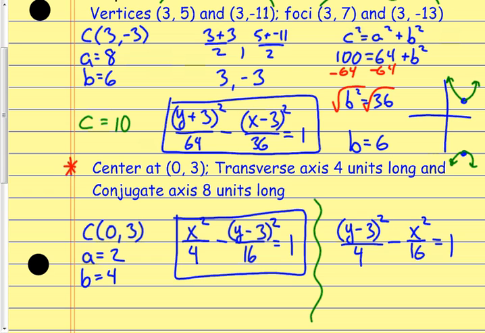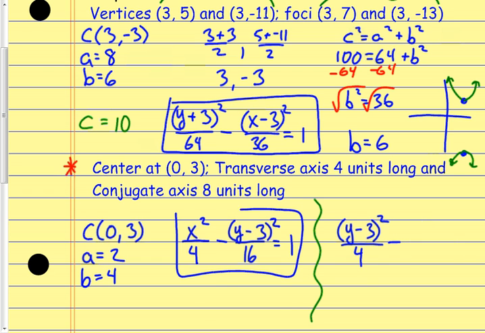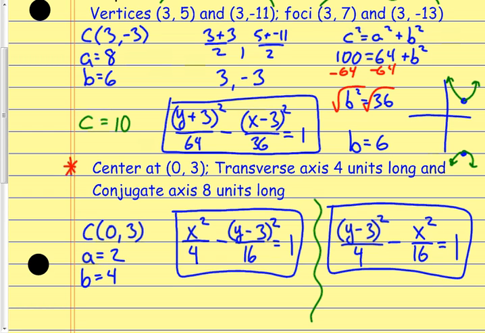One version that's vertical and one version that's horizontal. I accidentally erased part of my vertical version. And there it is, that's it. So again, when we're finding these things, we want to find the center, the a value, the b value, and then we just plug it all in. Okay?